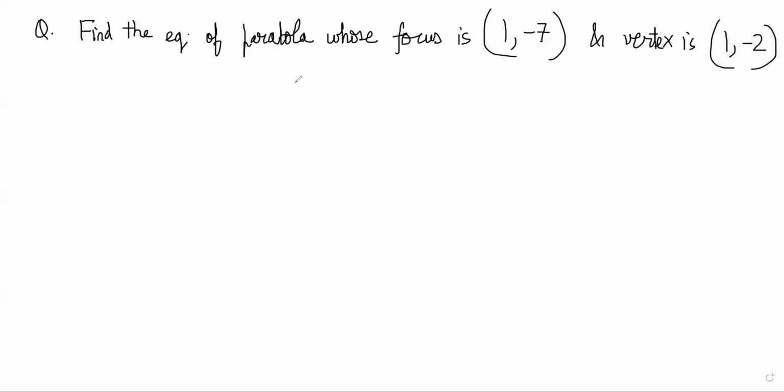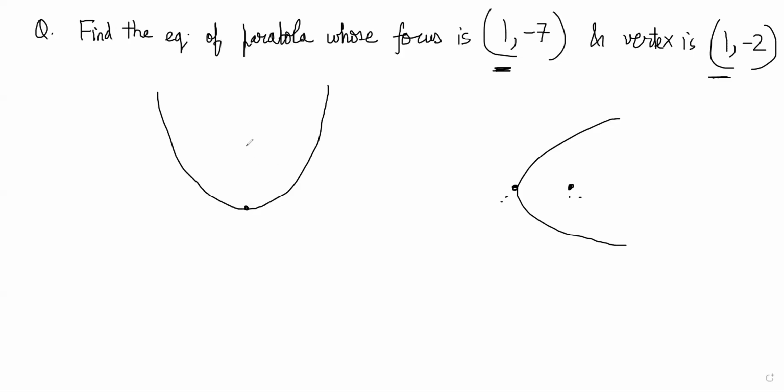So focus and vertex are given, and notice that the x coordinates of both of them are equal, right? So think about it. If the x coordinates of focus and vertex are equal, it cannot be a parabola like this, because there the x coordinates of vertex and focus are different. It has to be a parabola like this, right? Then only the x coordinates of focus and vertex are equal. So we have a situation like this. The focus is 1 comma minus 7 and this is 1 comma minus 2. So obviously you can see that it cannot be an upward facing parabola, right?